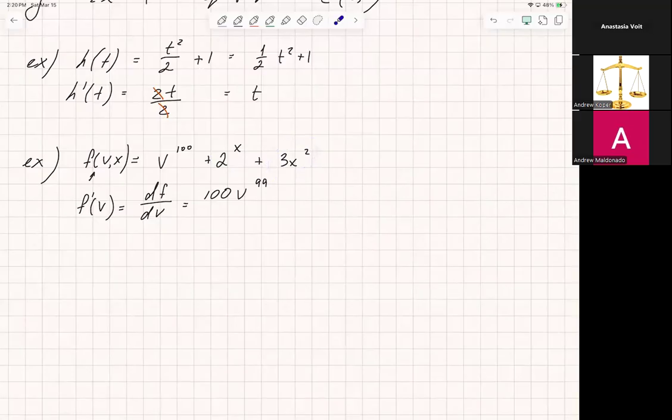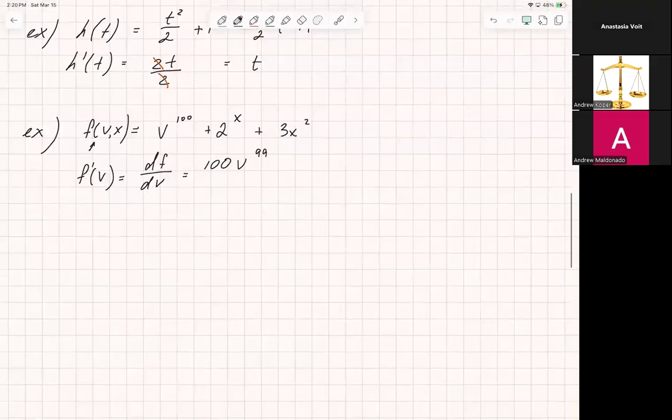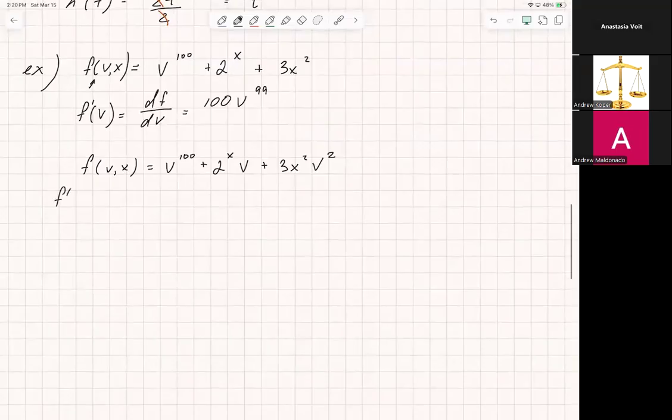And 3x squared, if we take the derivative with respect to v, that's also going to be 0. So this is the end. If, for example, we had a function like v^100 plus 2x v plus 3x squared v squared, and we want to find the derivative with respect to v, then you are treating this 2x and 3x squared as just coefficients, okay? So you're taking the derivative with respect to v only.